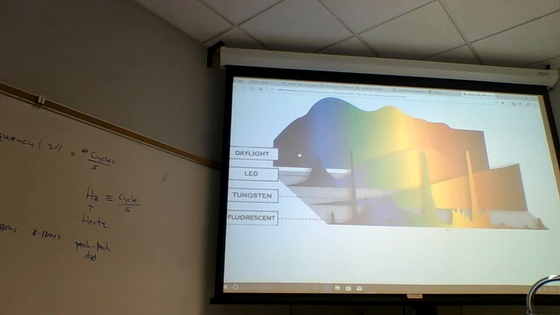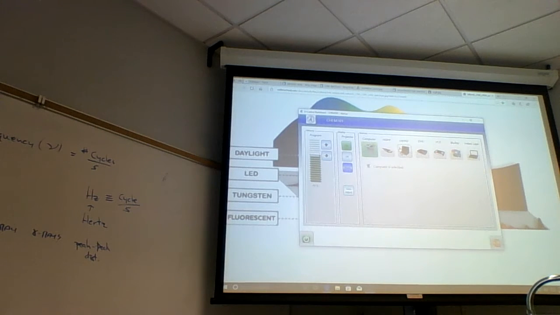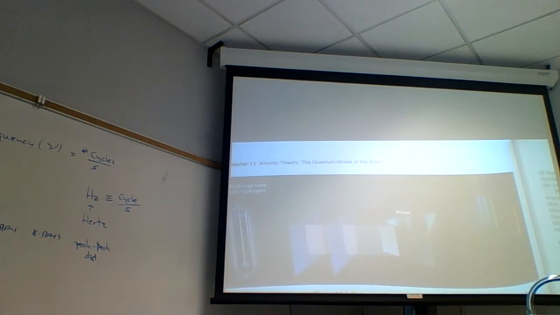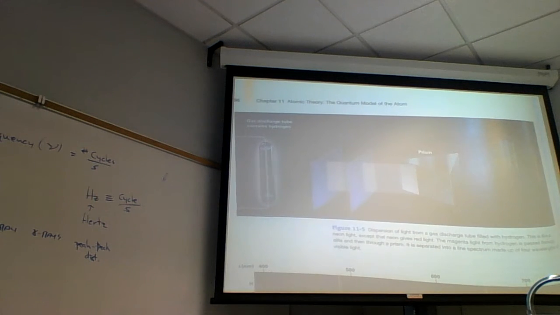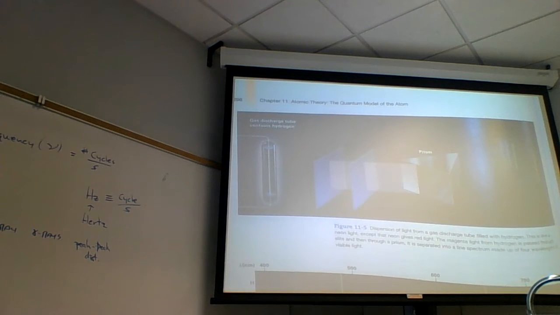And so let's take a look at what it did here, based on our book. Better slides of this probably. Let me just show you a better slide of this. This is called emission spectrum.